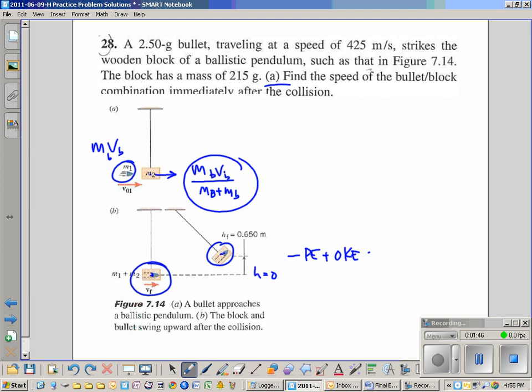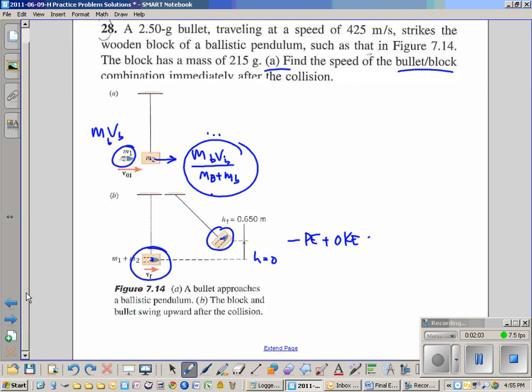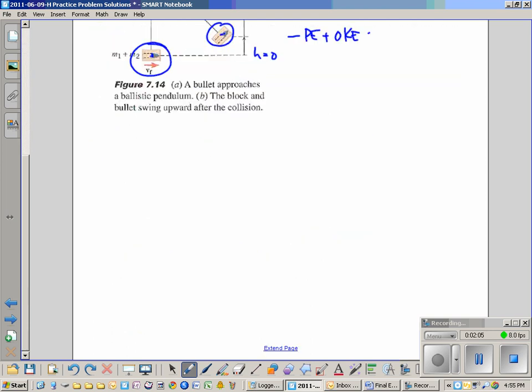So we find the speed of the bullet and block combination immediately after the collision. That's going to be this right here. Okay, that's a conservation of momentum problem. I'll show it to you. This is definitely where we're going to arrive, but we'll just go ahead and take care of it and look at it numerically. Okay, so for part A, we've got the mass of the bullet, velocity of the bullet.